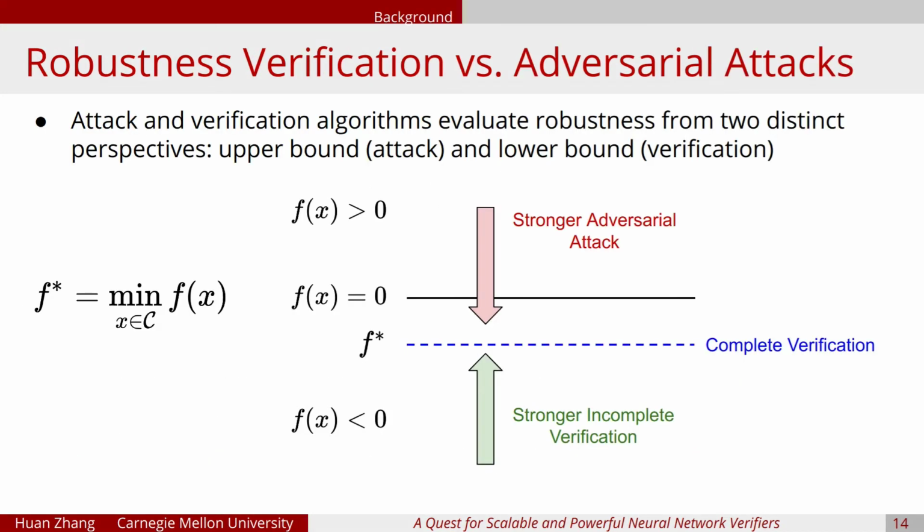Verification and adversarial attacks are two connected approaches to evaluate the robustness of neural networks. In adversarial attacks, you want to solve the minimization problem by upper bounding it, and a stronger attack would be close to the true minimum of the problem. In incomplete verification, you want to lower bound the function, and a stronger incomplete verifier will have a larger lower bound. The strongest attack and the strongest incomplete verifier will meet at the same value, which is the ground truth global minimum of the function f star, and which can be obtained by a complete verifier. So a complete verifier is also the strongest attacker and the strongest verifier.